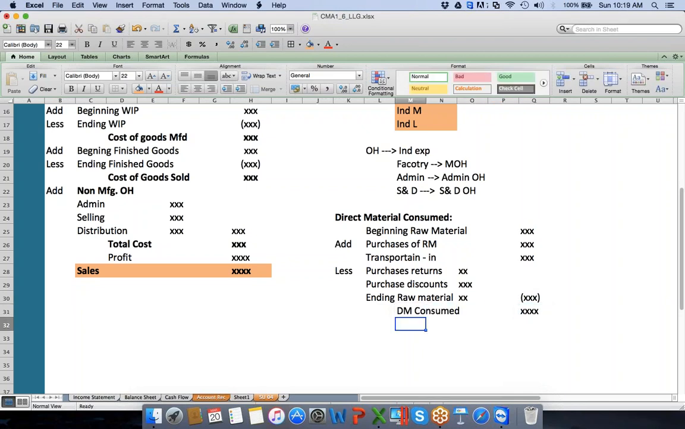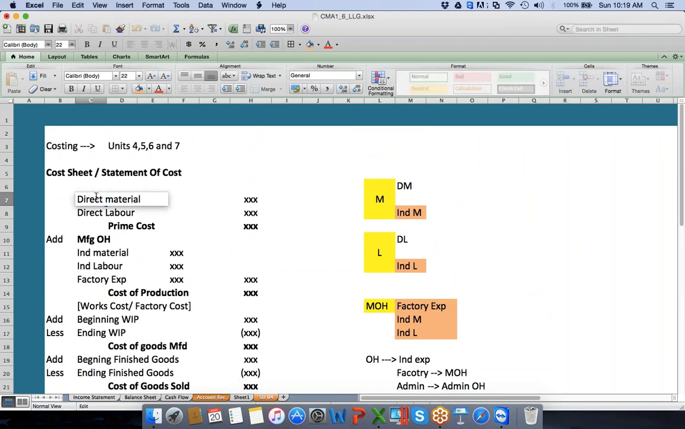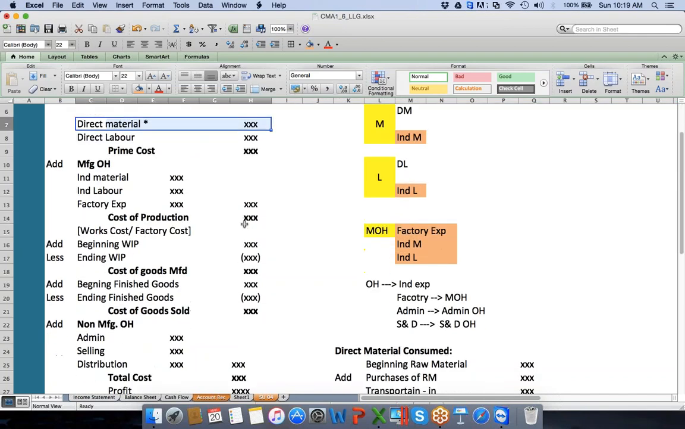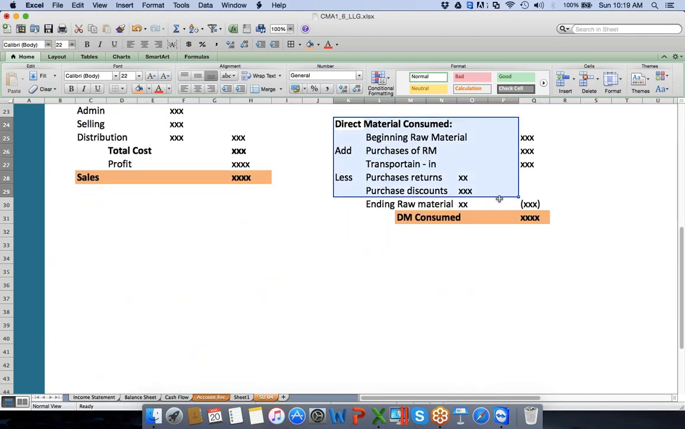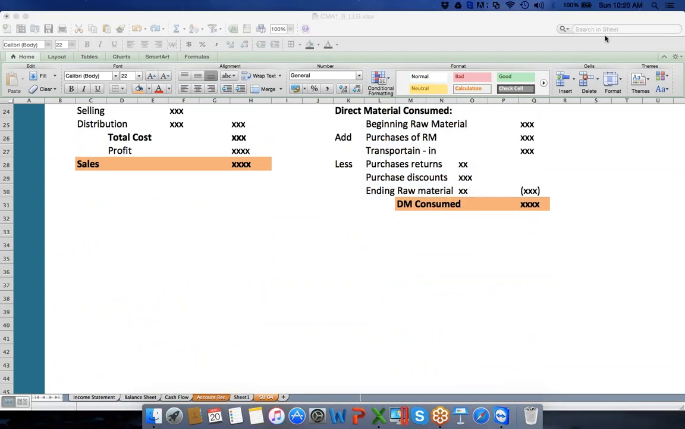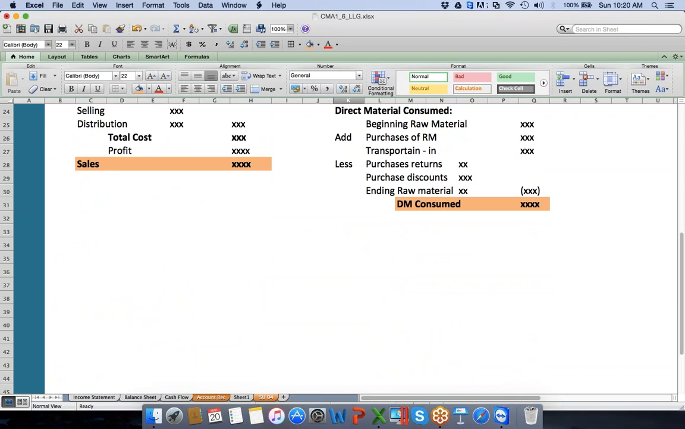And this is the amount I took there. This is the amount we took here. I'll put a star here, which means you have a separate calculation for this. Direct material consumed is to be arrived at using this calculation. Now, what we learned so far was, let us have some calculations which will help us to answer some MCQs.